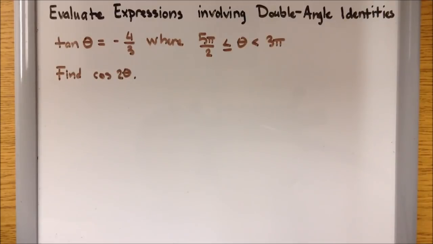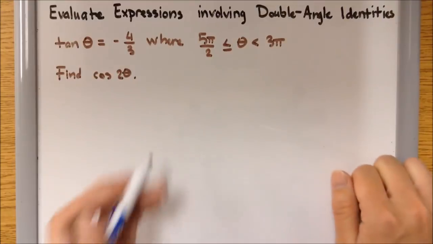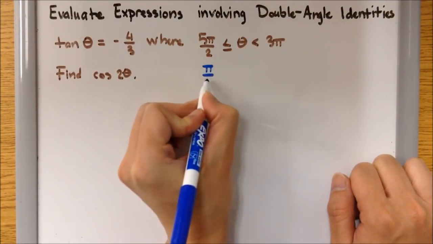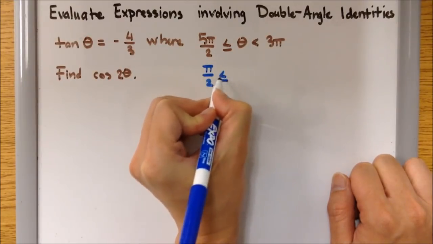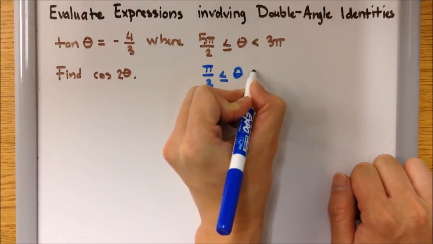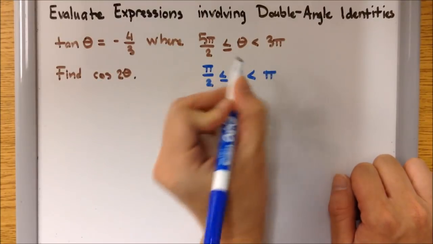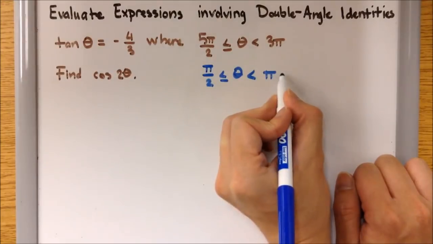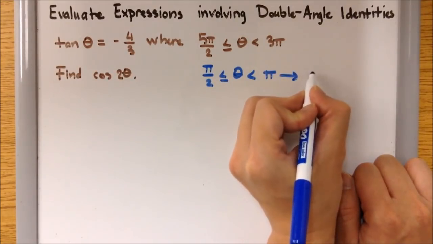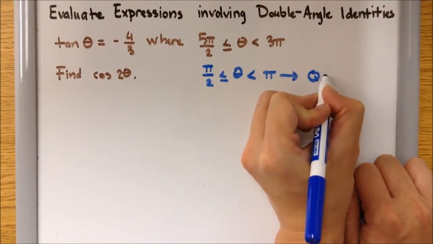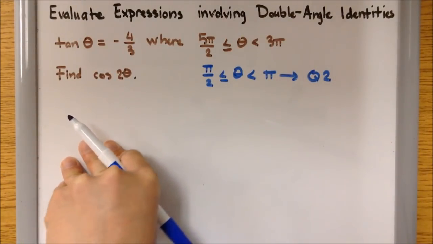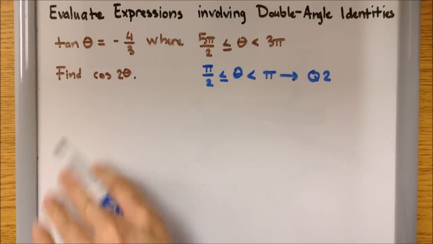Now if I were to take 2 pi from each side, the equivalent would be pi over 2 and pi. So that means it's in quadrant 2. So how does that information help us?